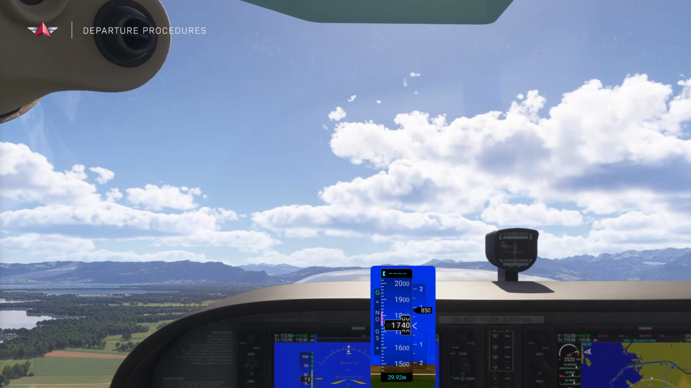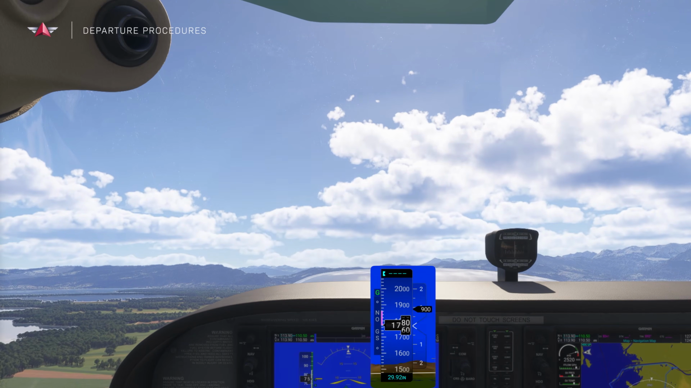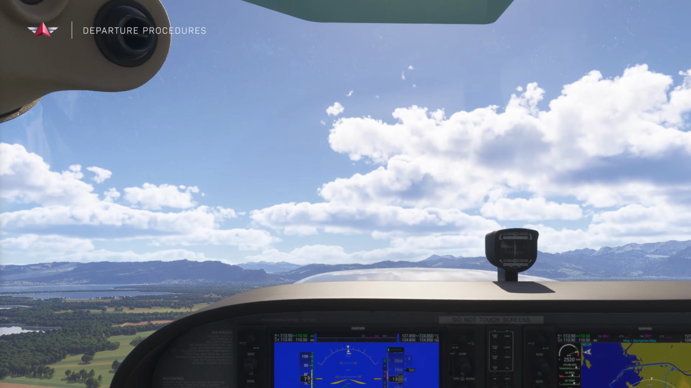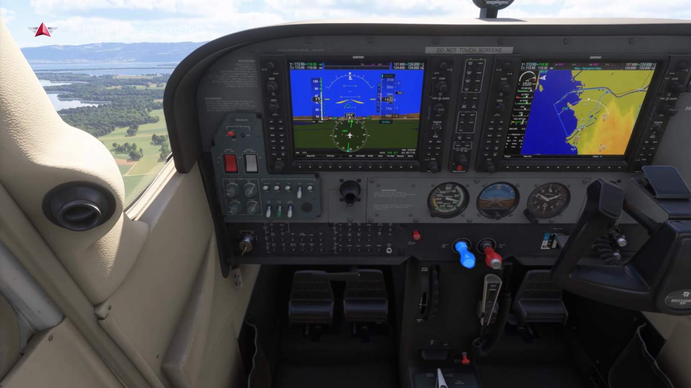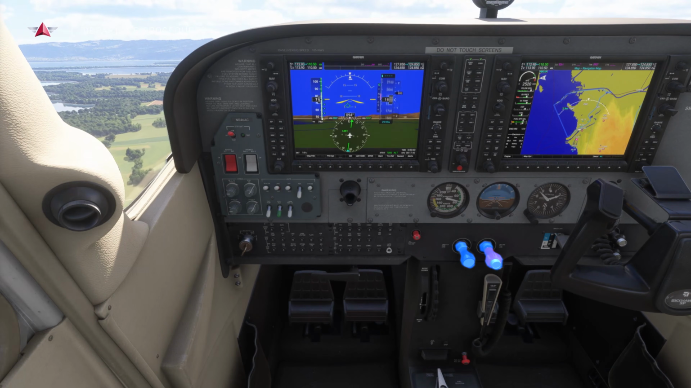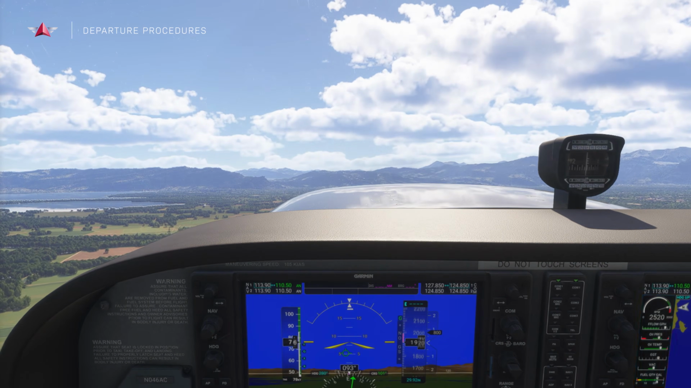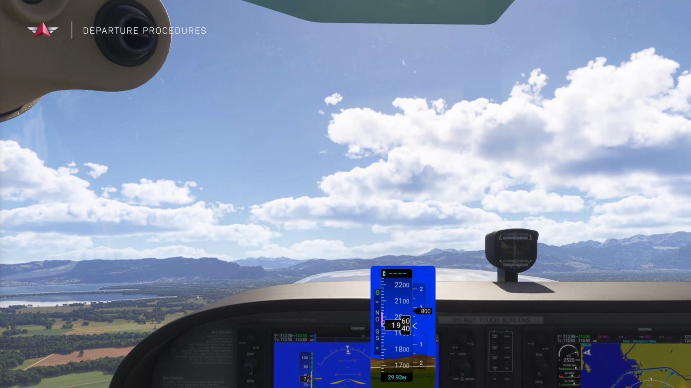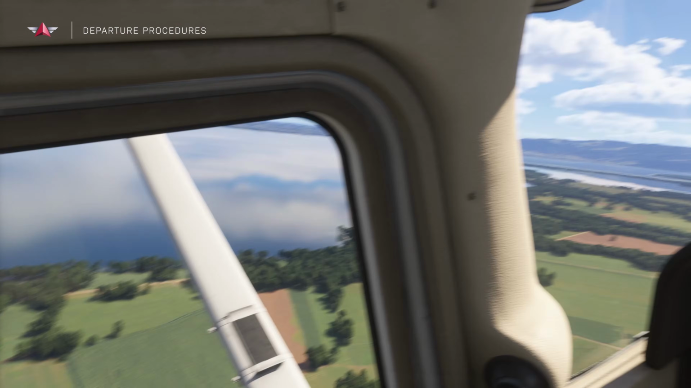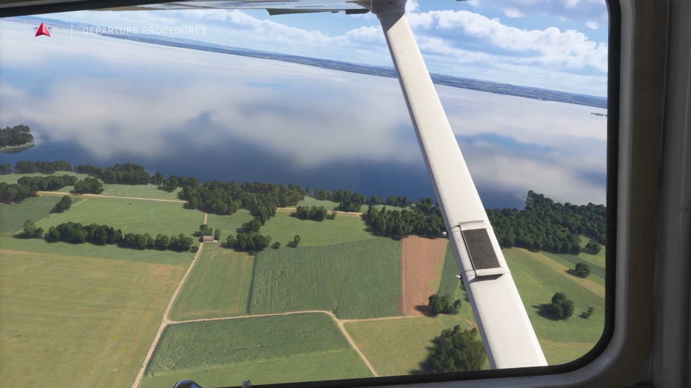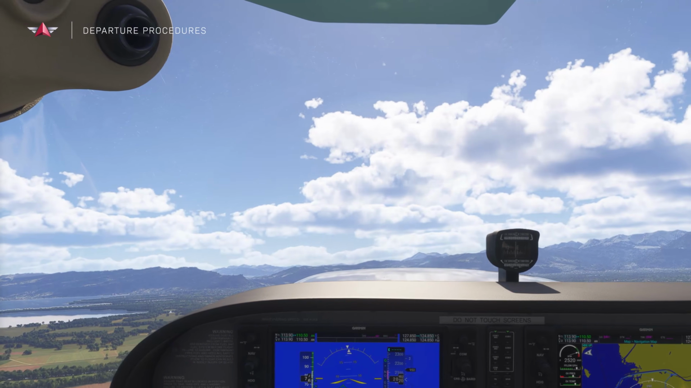At 500 feet above the ground, I perform our climb flow. As we learned last time, this consists of checking the power to full, checking the mixture to rich, and checking that the engine instruments are in the green. I see we're above 700 feet over the ground, so it's time to turn crosswind. I check left for any traffic and pick out a good landmark to turn toward.